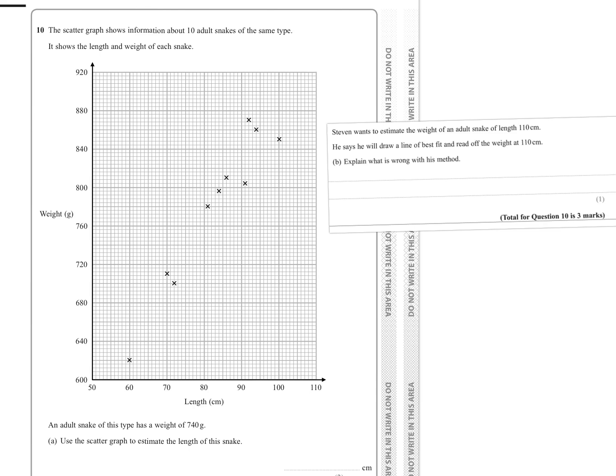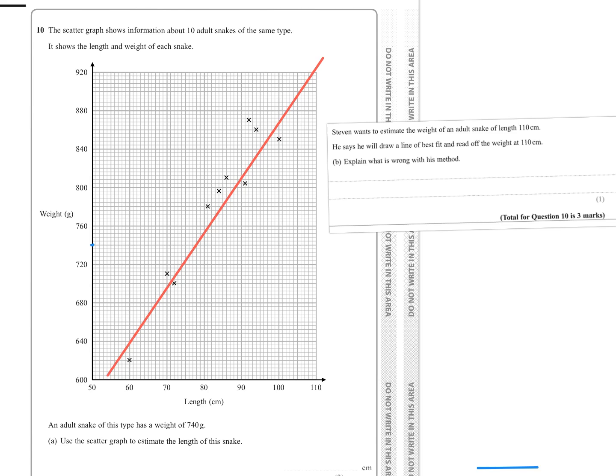Question 10. The scatter graph shows information about 10 adult snakes of the same type. It shows the length and weight of each snake. An adult snake of this type has a weight of 740 grams. So we're going 620, 640, 660, 680 and so on. So 740 is here. So we're going to have to draw our line of best fit first. So I'll give this a try. And I get something like that.